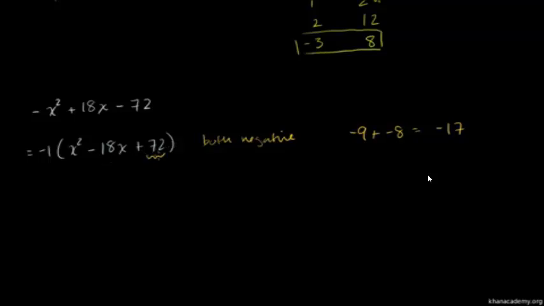So what other ones are there? We have 6 and 12. That actually seems pretty good. If we have negative 6 plus negative 12, that is equal to negative 18. Notice, it's a bit of an art. You have to try the different factors here. So this will become negative 1, don't want to forget that, times x minus 6 times x minus 12.